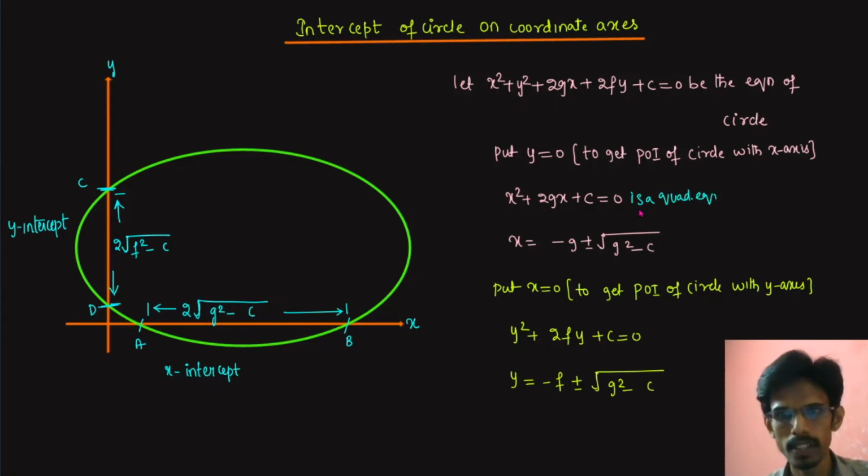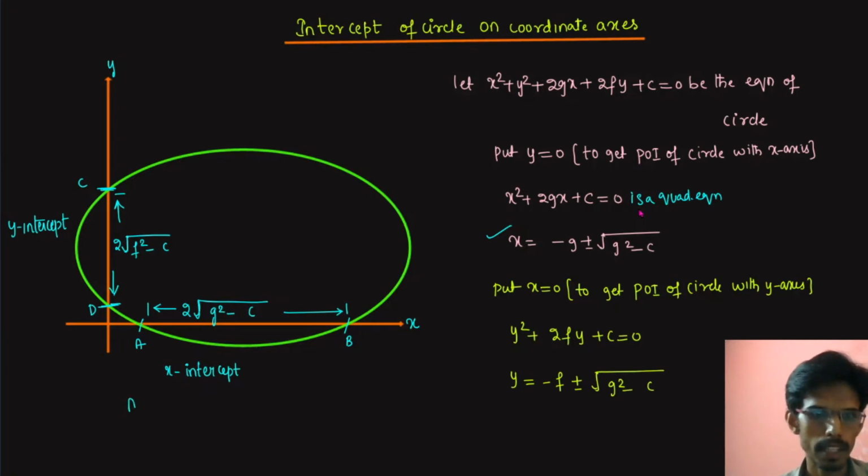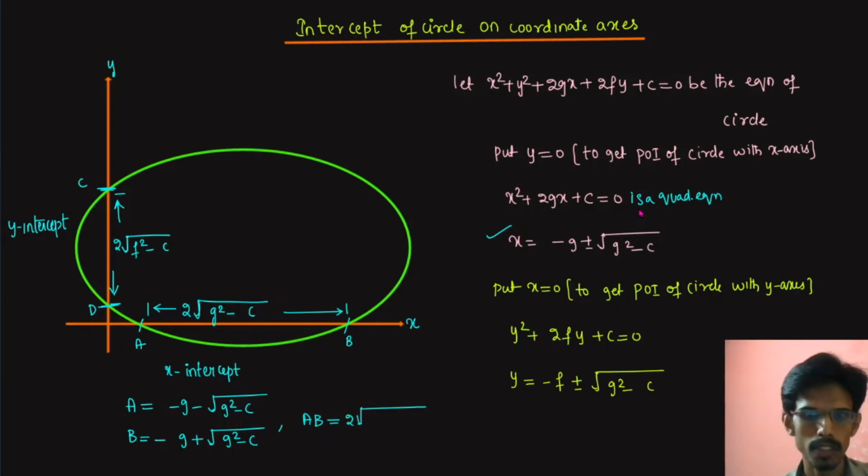If I get the factors, I'll get two roots, that is minus g plus or minus root over g square minus c. So one will be positive, another will be negative. So from this I'll get the point A. Point A will be minus g minus root g square minus c. Another point I'll get B, that is minus g plus root over g square minus c. Now if I get the distance AB between these two, the distance will be 2 root g square minus c, that will be the intercept.